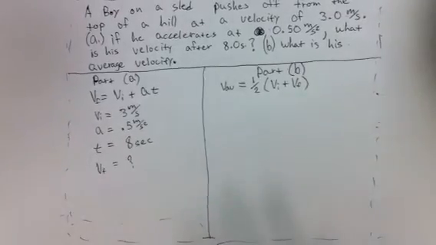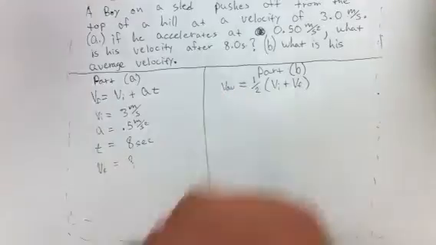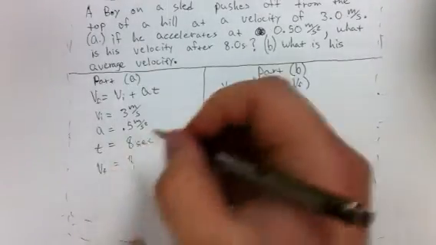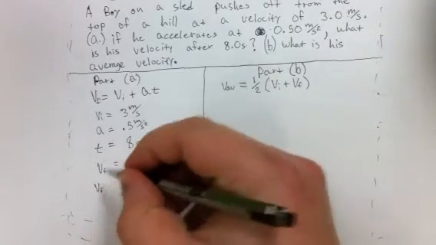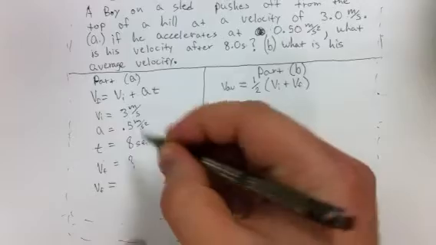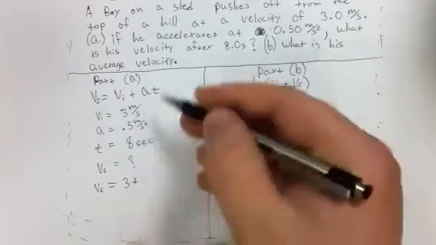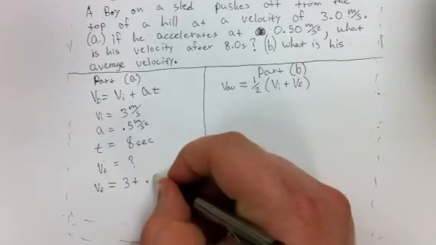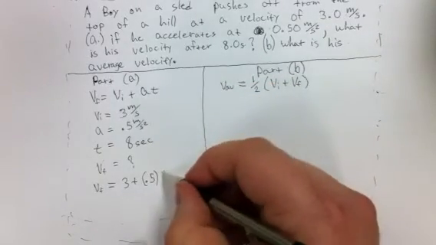Essentially from here, all we have to do is plug these into this equation and solve for our final velocity. So let's write this equation with these variables input. Velocity final is unknown, so we leave that as a variable, is equal to velocity initial, which is 3, plus our acceleration, which is 0.5, times our time, which is 8 seconds.